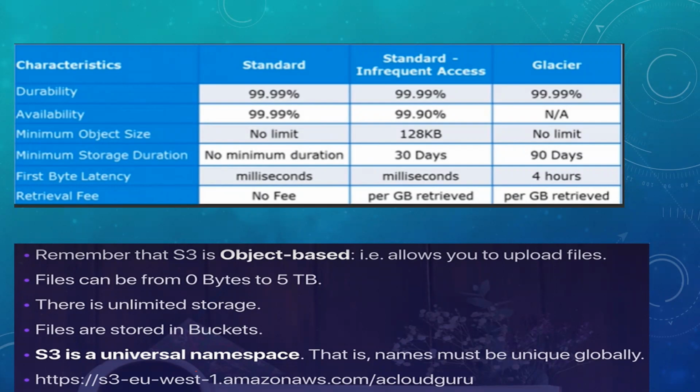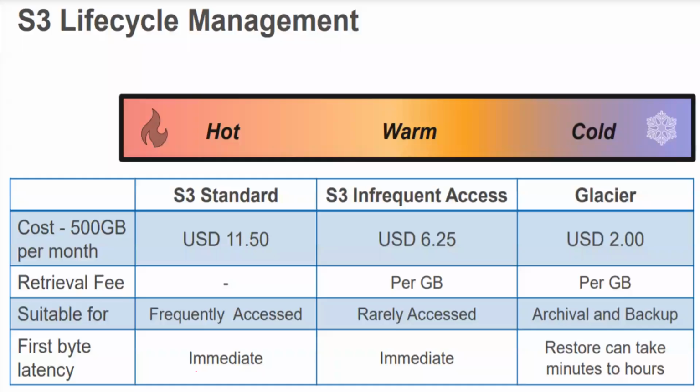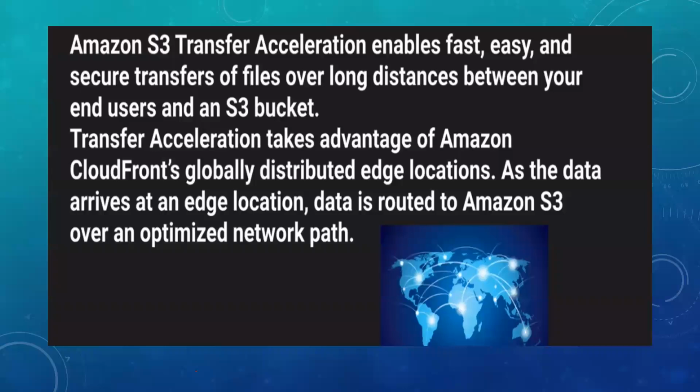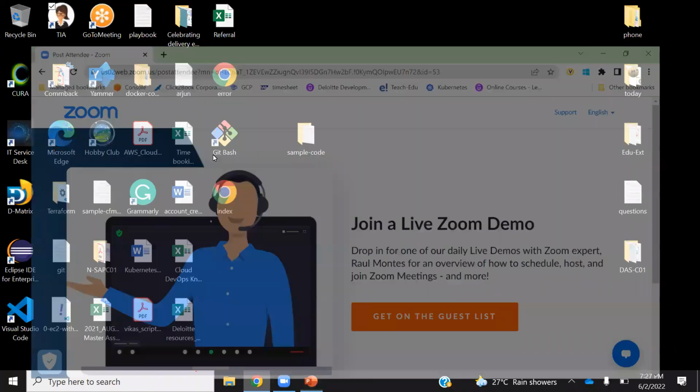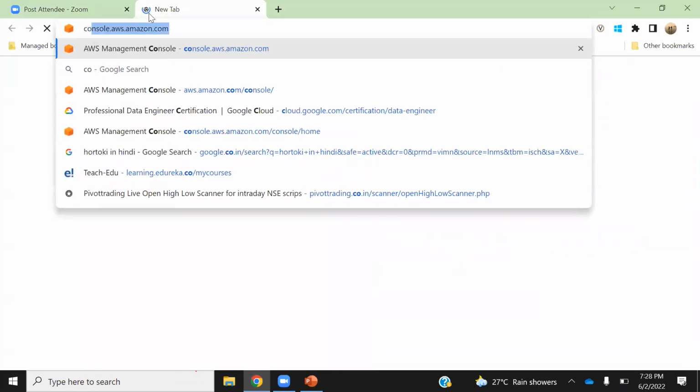Now S3 has a universal namespace. Simple meaning is that it should be globally unique. Now, there is one more thing, which is S3 transfer accelerator. So if I come back to my console, let me log into my console.